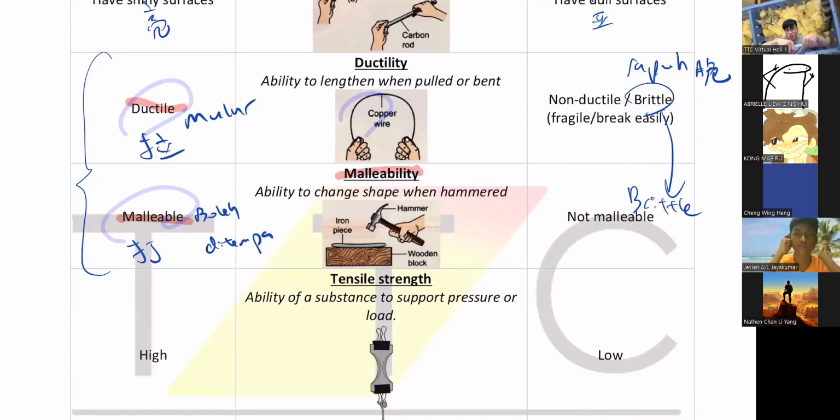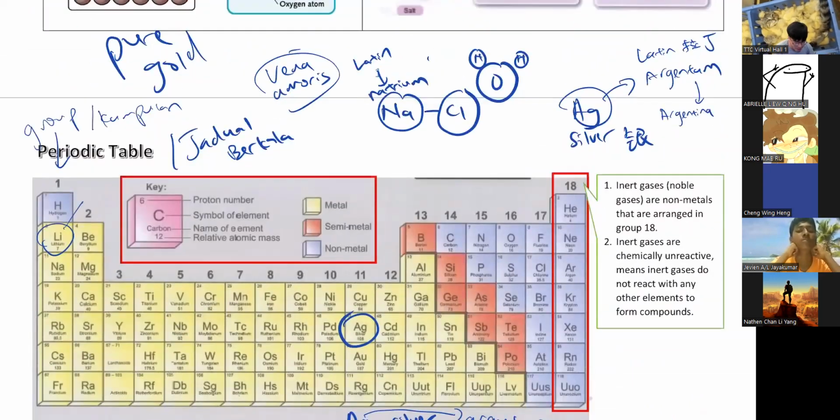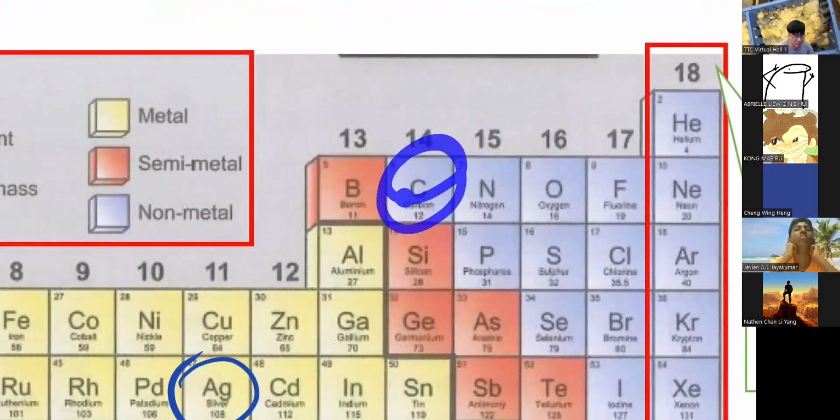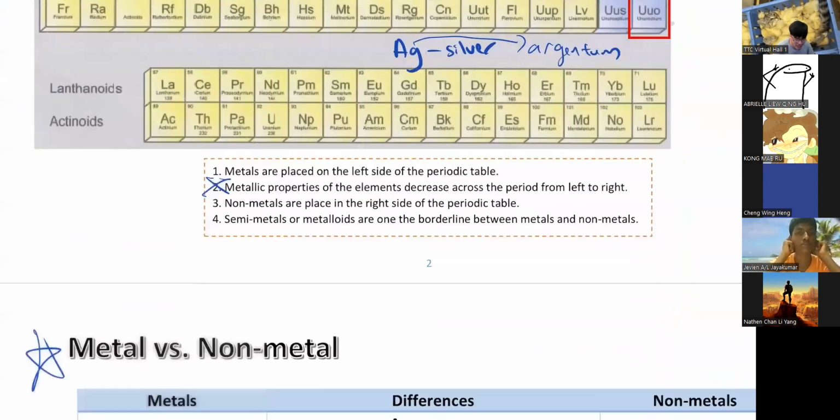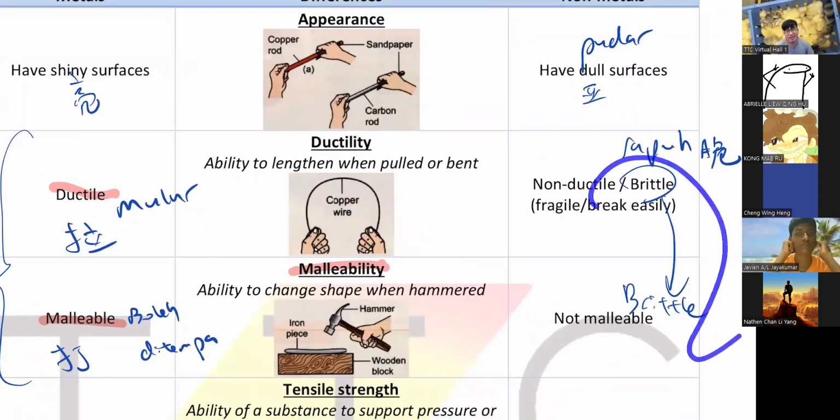So you can bend your wire into any shape. So that's ductile. Malleable means you can beat it into any shape. Brittle means you can't, right? For example, carbon. You know what is carbon? Carbon is your pencil lead. Your pencil lead is brittle, right? Because it's a non-metal.